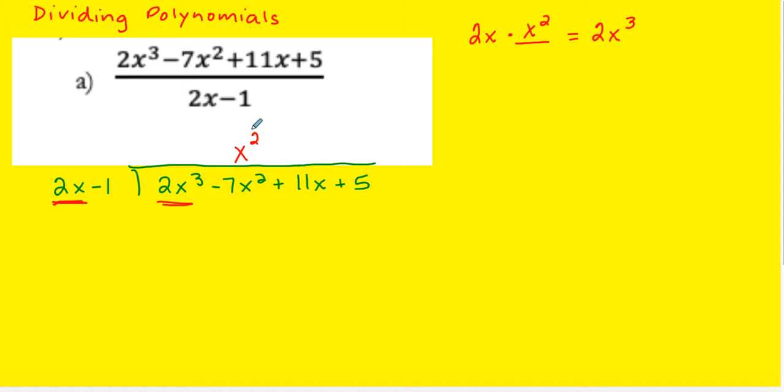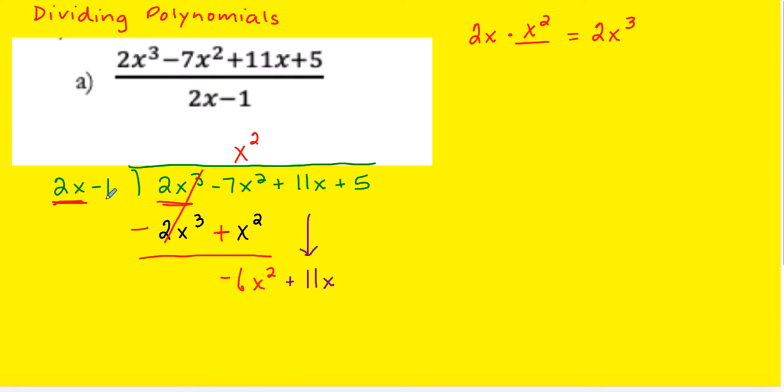All right, so then I'm going to take x squared and multiply it by the entire term, 2x minus 1. That's going to give me 2x cubed, those should always work out to be the same, minus x squared. All right. Now we subtract. When we subtract, this becomes negative, this becomes positive. These are going to cancel to 0, and then we're going to get negative 6x squared. We're going to bring down the 11x.